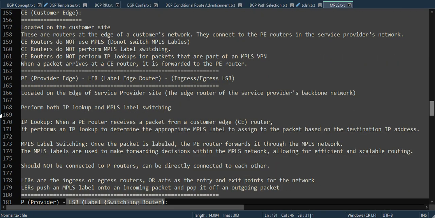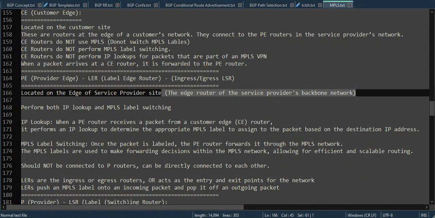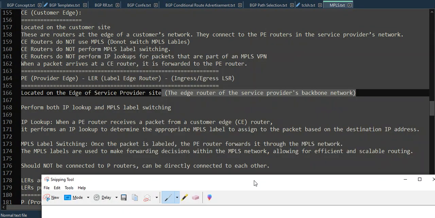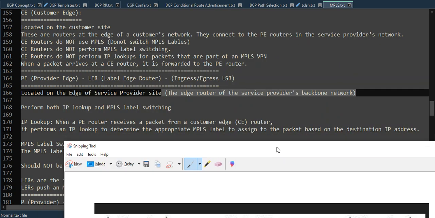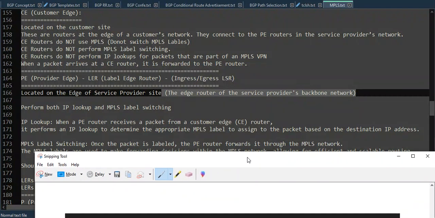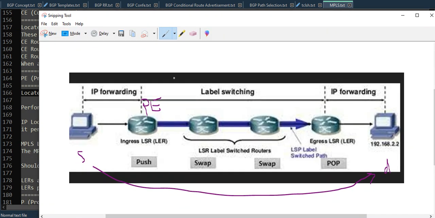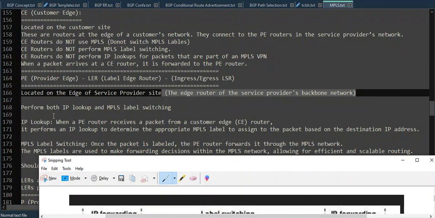Let's start with PE. This PE router is located on the edge of our service provider site, the edge router of our service provider's backbone network. This is where our PE router is located in our MPLS network. It performs both as PE routers or edge LSRs or ingress LSRs. This is the ingress LSR.